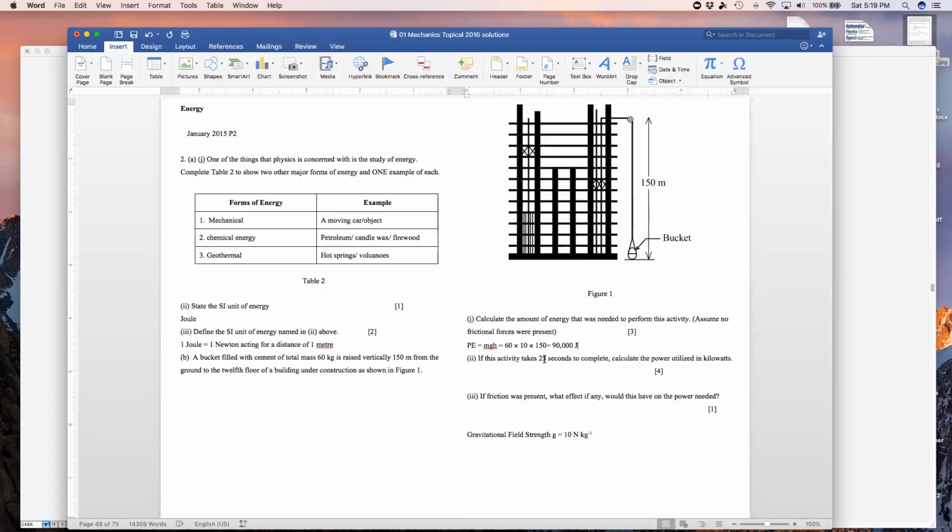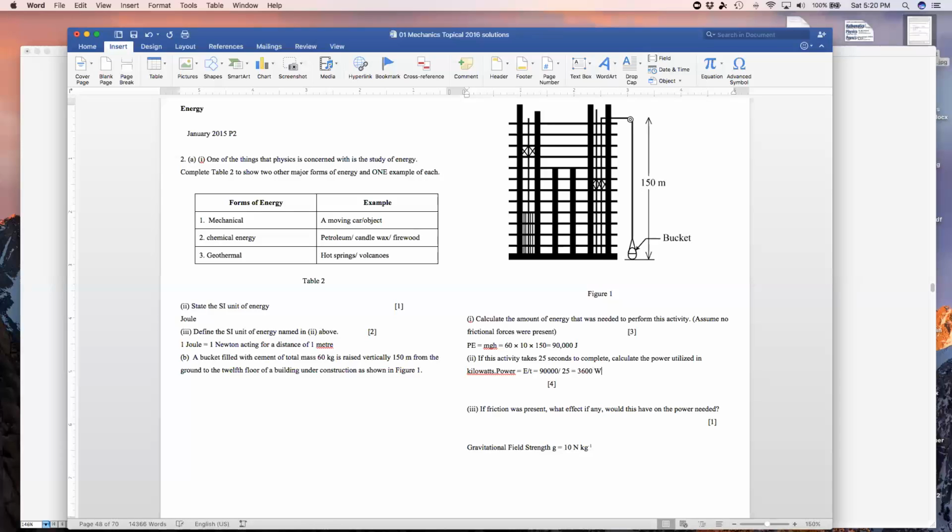Continuing. If this activity takes 25 seconds to complete, calculate the power. From the time we see the word power, we know the definition of power. The definition of power is equal to energy over time. So it is going to be equal to the same 90,000 divided by the 25 seconds. And that is how much, Kevin? I have worked it out as well. It looks like 3,600. That's right. Thank you. 3,600.